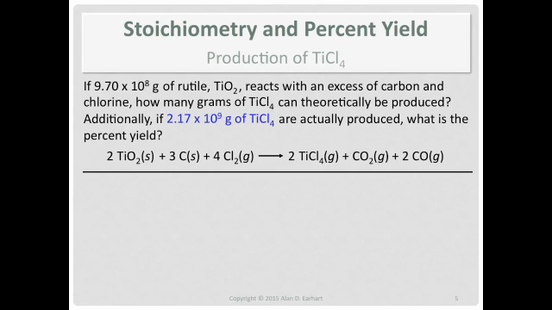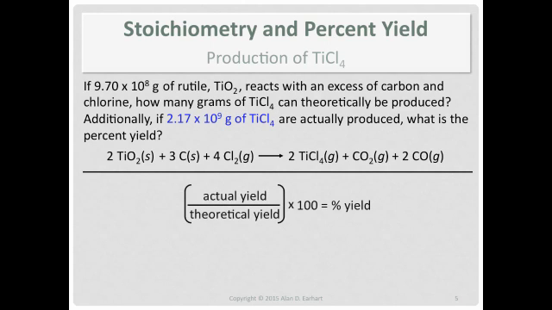The second part of the problem says, hey, this is what's actually produced. What's the percent yield? So remember the formula for that. It's actual yield divided by theoretical yield times 100, and that gives you percent. So we're told the actual yield goes in the numerator. And what do we divide by? What's the theoretical yield? That's what we just calculated previously.